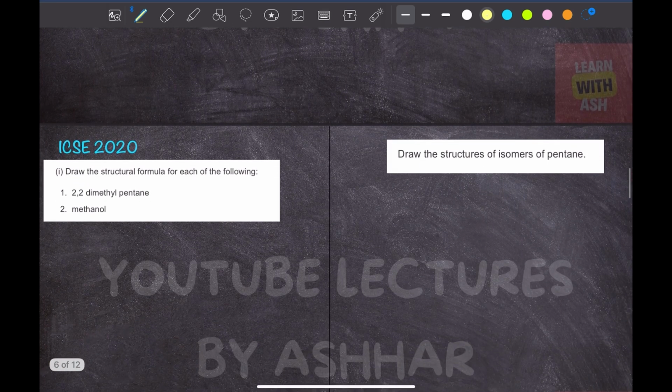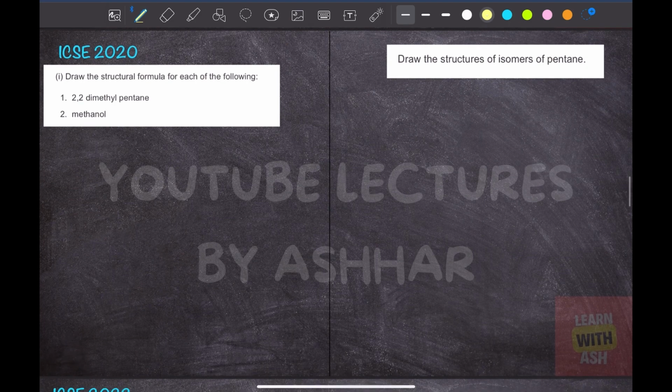Moving on with the questions that were asked in 2020, the first one over here is simply 2,2 dimethyl pentane. So firstly I will be writing 5 carbons for the pentane, and at the second carbon, if I am considering this as the second carbon, both over here contain a methyl group. Since it is 2,2, the remaining part will contain simply the hydrogen atoms.